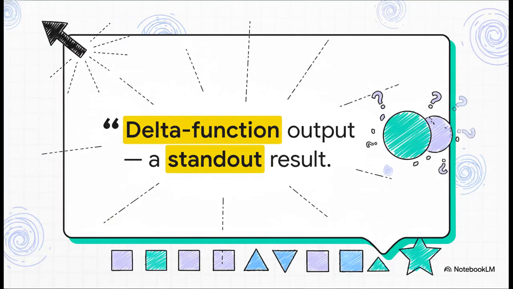So what on earth is a delta function output? Well, to put it simply, it means the algorithm is designed to give you a single 100% certain answer. There's no guesswork. A lot of quantum algorithms spit out probabilities, but this one is supposed to give you one clean, unambiguous result, the exact hidden string you were looking for, period.